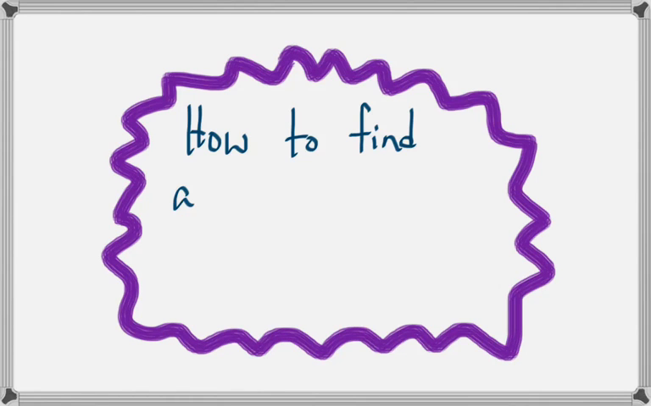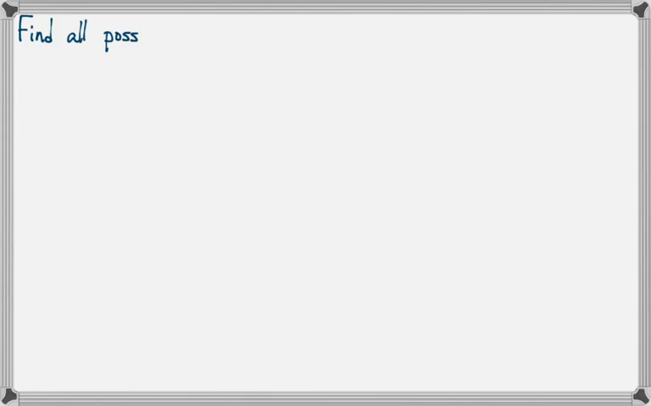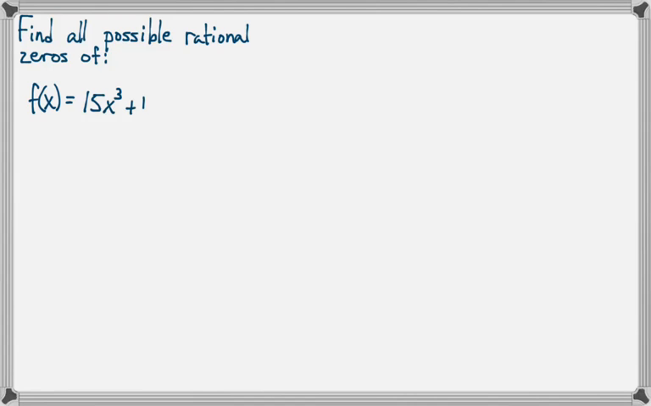In this video, we're going to look at how to find all the zeros of a function using the rational zero theorem. You might remember in the last lesson, we talked about how to use the rational zero theorem to find all the possible rational zeros of a function like this.